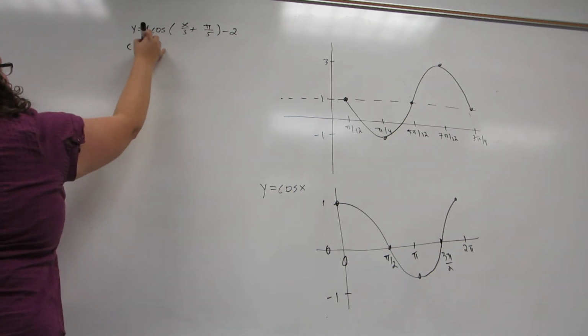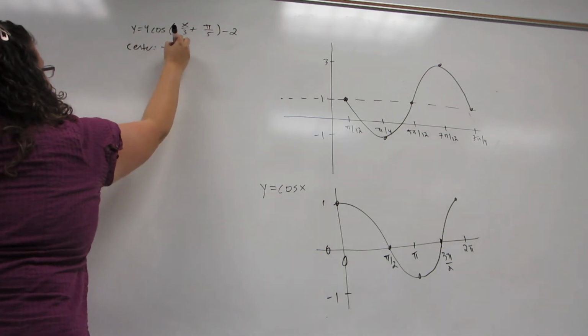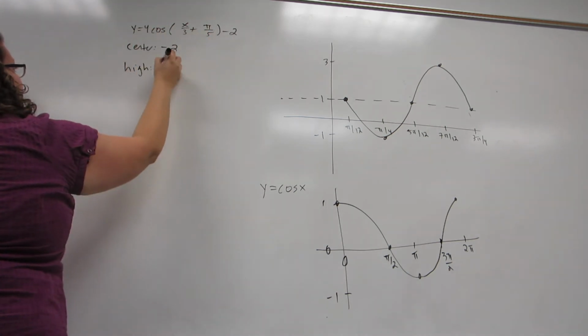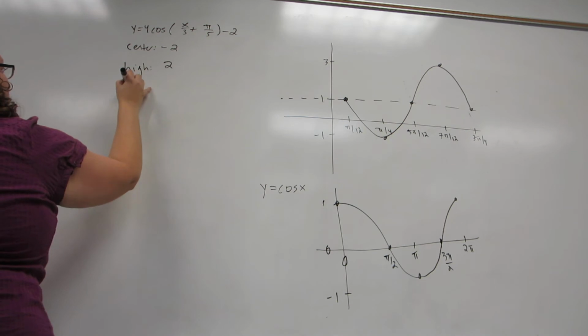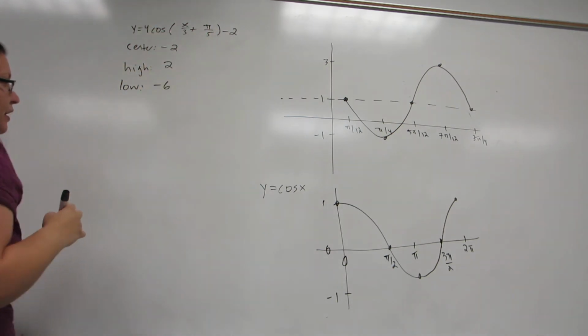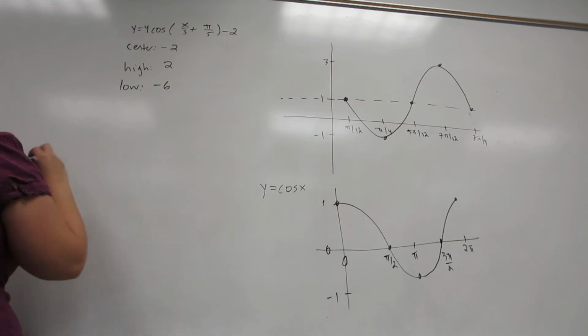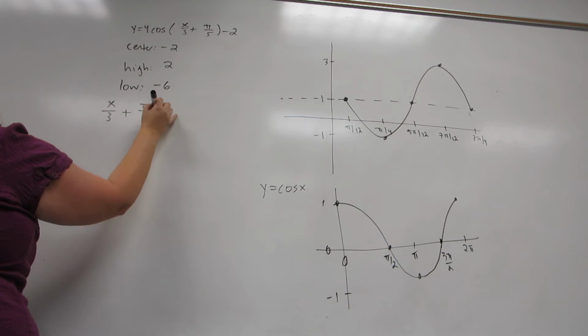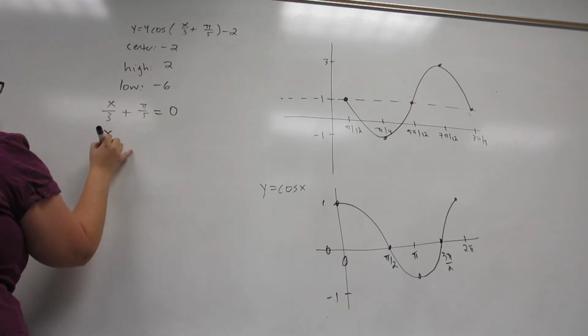Alright, so our new center is the -2 at the end. To get the high, I take the -2 plus 4, gives me 2. To get the low, I take the -2 minus 4, gives me -6. To get my x-coordinates, I take the thing inside parentheses and set it equal to my original 5 special points.